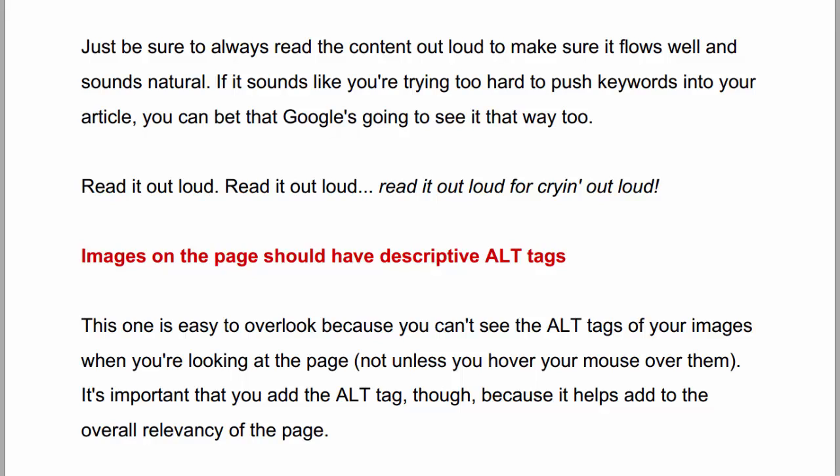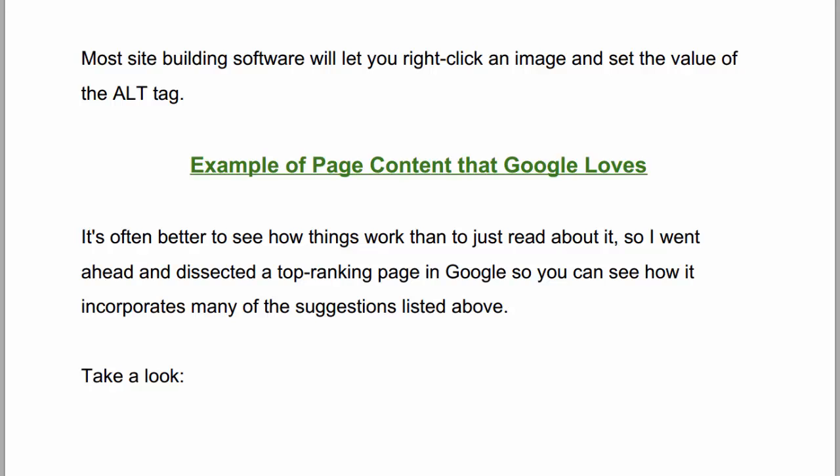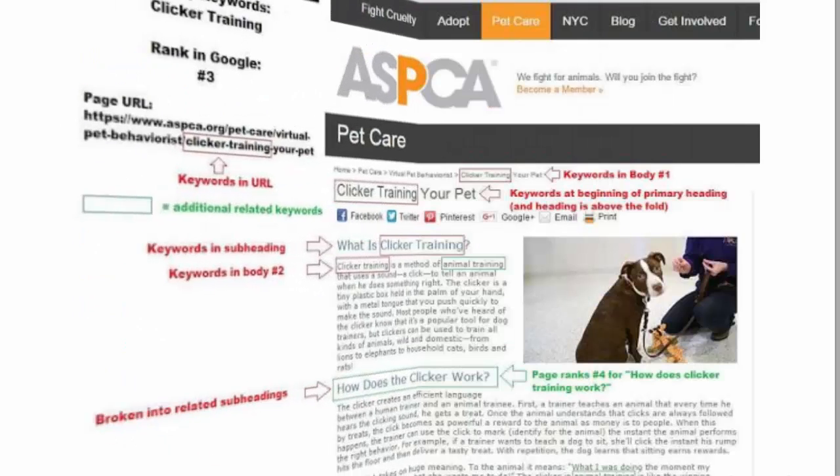Number 9. Images on the page should have descriptive alt tags. This one's easy to overlook because you can't see the alt tags of your images when you're looking at the page, not unless you hover your mouse over them. It's important that you add the alt tag though, because it helps add to the overall relevancy of the page. Most site building software will let you right-click an image and set the value of the alt tag, so be sure to do that.